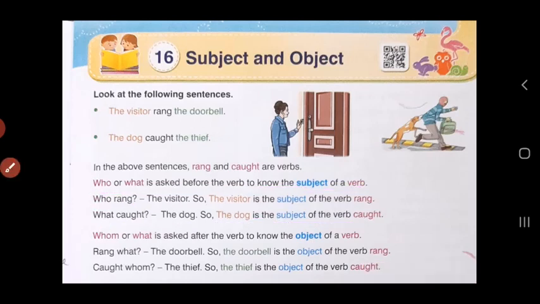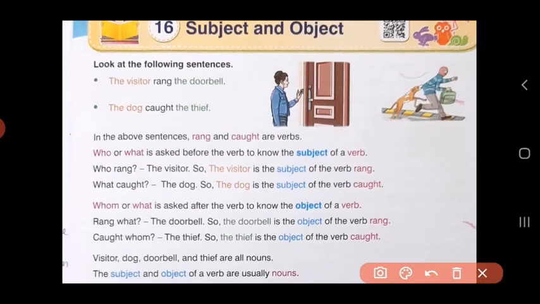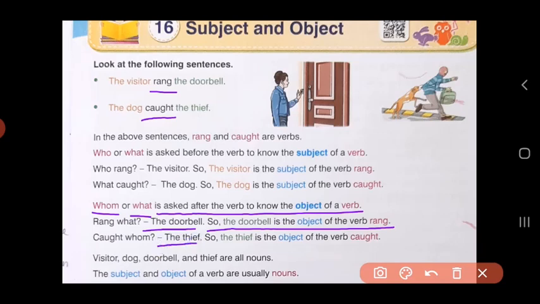Now let's look at the object of the verb. Whom or what is asked after the verb to know the object of the verb. So here if we ask rang what, the answer will be the doorbell. So the doorbell is the object of the verb rang. In the same way, if you ask caught whom, the answer that you get will be the thief. So the thief is the object of the verb caught.